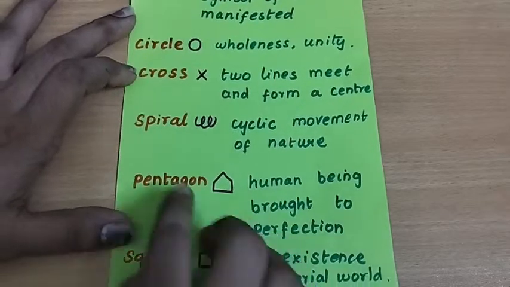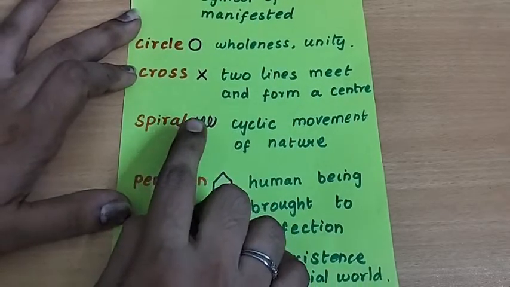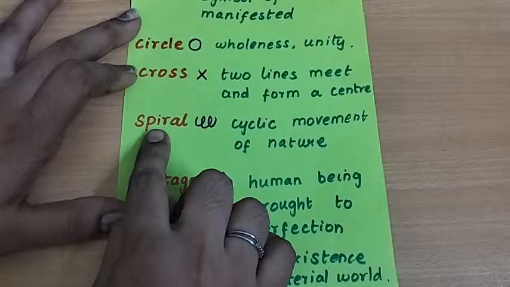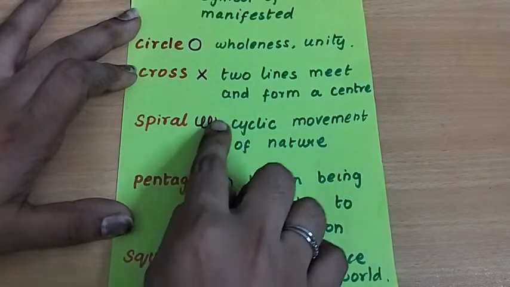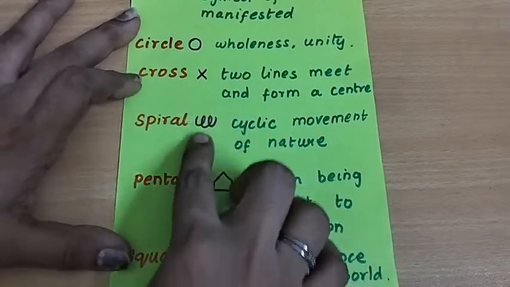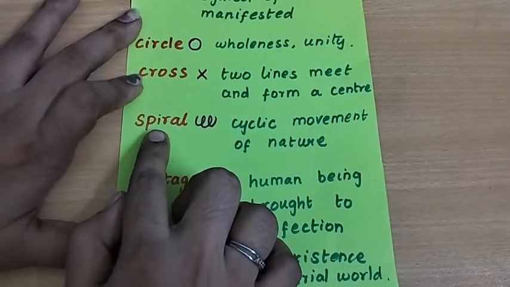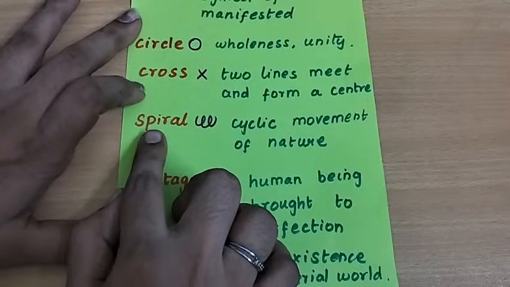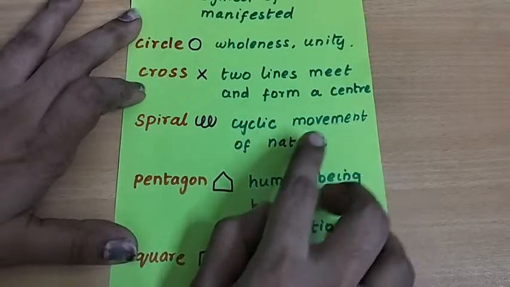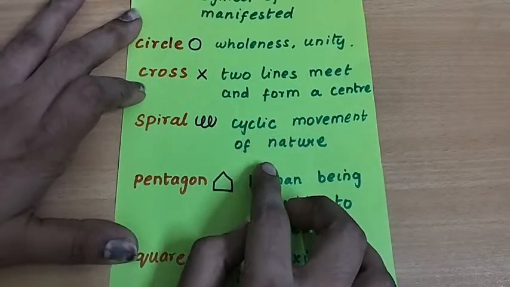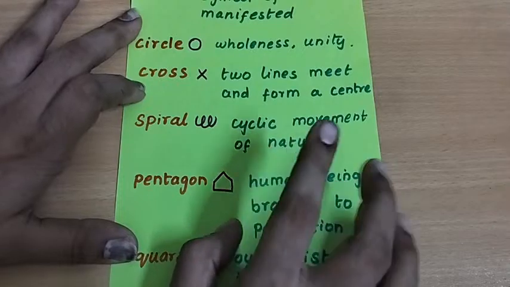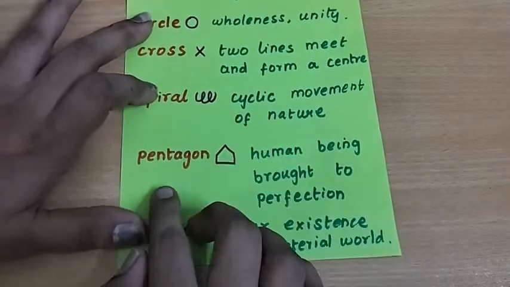Next is the spiral, the one we learnt as a loop. The spiral is the cyclic movement of nature. While you're writing, it goes in a cyclic way, right? So when you draw a spiral, it denotes the cyclic movement of nature.